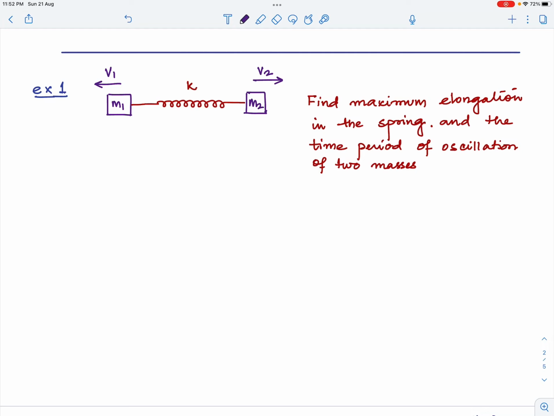This time we are sure that there will be a maximum elongation in the spring initially, and that will happen when both the blocks will have one single velocity, one common velocity. The question also asks you to find out the time period of oscillation of the two masses. So, we will discuss that also.